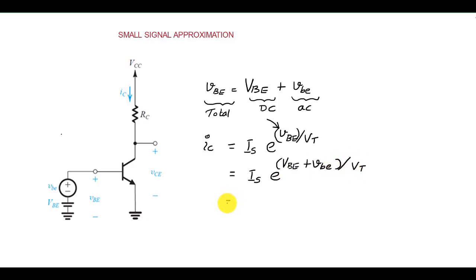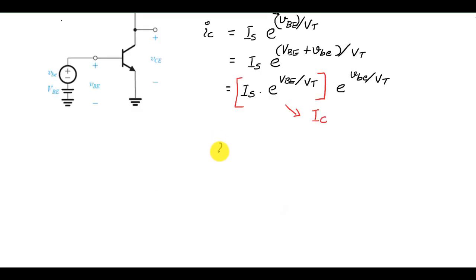This can be expanded into IS times e power VBE divided by VT multiplied by e power vbe divided by VT. But we know that this term is the DC part of the collector current. So we can write iC is equal to the DC collector current IC times e power vbe divided by VT.